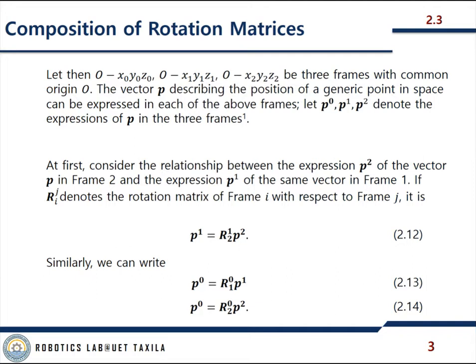If you have followed my previous lecture, then you might have an idea how we are proceeding. So we are here right now, composition of rotation matrix. Let O-x0y0z0 be a reference frame, and O-x1y1z1 another reference frame with unit vectors x1, y1, z1, and then here is another frame which has unit vectors x2, y2, z2. Let them be three frames with common origin O. The vector P describing the position of a generic point in space can be expressed in each of the above frames. Let P0, P1, P2 denote the expressions of P in the three frames. So we are representing a point P in three frames, and we're calling that P0, P1, P2, with reference to the frame it is being represented.